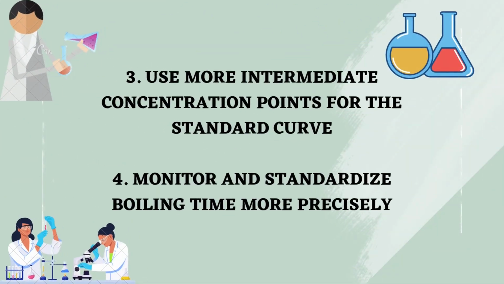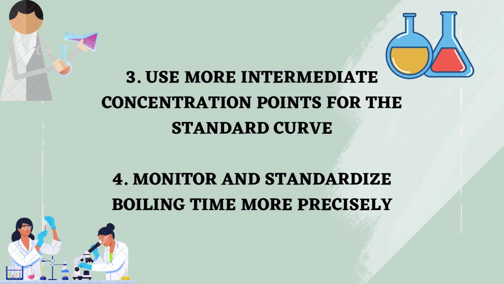For other suggestions, we can use more intermediate concentration points for the standard curve. Including additional concentrations like 0.3 gram per liter, 0.5 gram per liter, or 0.7 gram per liter between the existing values would help refine the calibration curve. This gives a clearer picture of the linear range and can reduce error when estimating unknown concentrations.